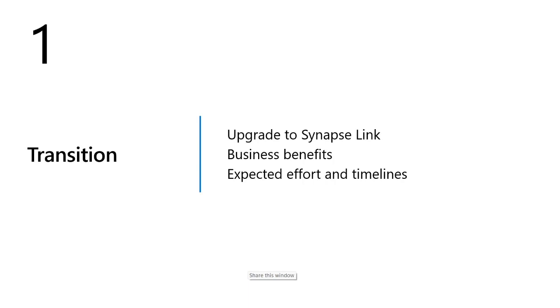So let's talk about what is Synapse Link and what are we talking about? What is the transition here? Really quickly, essentially it is a reduction in total cost of ownership. This is one of the benefits that you're going to get. And this is a detailed session, so we will not go deeply into the business benefits or the expected efforts and timelines, but you'll get an idea of it throughout with demos and so on.